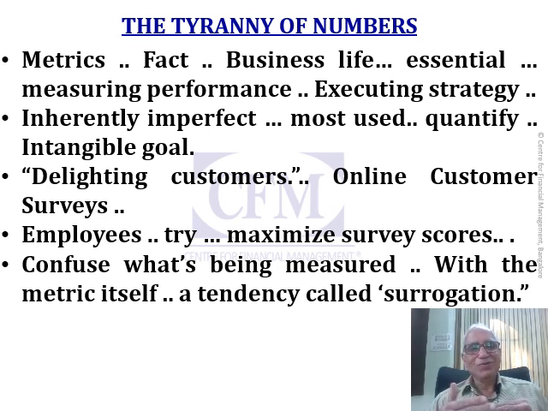They're essential for measuring performance and executing strategy. However, metrics are inherently imperfect, and most of them are used to quantify intangible goals. For example, a company may be interested in delighting customers, so they conduct online surveys to find out whether customers are being delighted or not. Employees who conduct the survey try to maximize the survey score by pestering, nudging, or prodding the customers to give good scores. They confuse what is being measured with the metric itself. This tendency is called surrogation, and it leads to the tyranny of numbers.